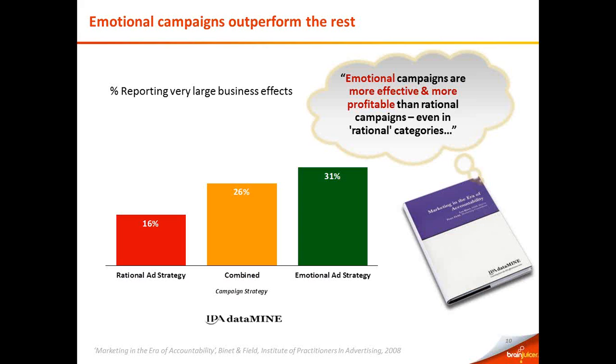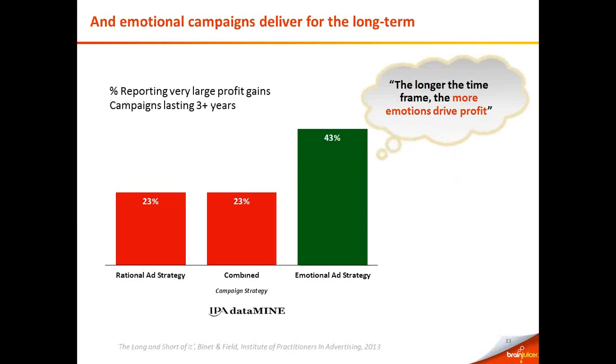What was really interesting was that when Binet and Field set out, they actually thought that the middle column, the combined, was going to be most powerful, but they ended up disproving their own theory. It really is all about emotion. Most recently, Binet and Field have also built on that analysis.